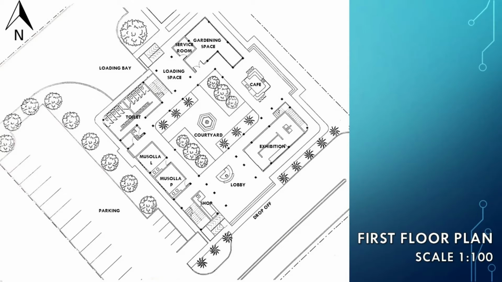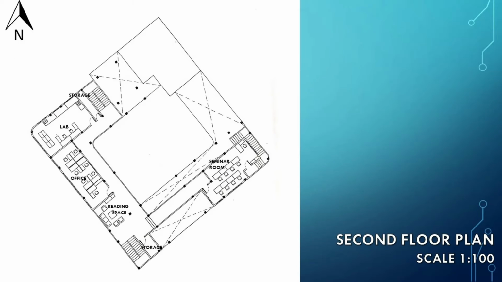The toilet and musola are located in the middle of the circulation for easy access for staff and visitors. On the second floor, there are spaces for staff, which are a ready area, offices and also a lab, which can be accessed from the staircase near the lobby. Also, on the second floor, there is a seminar room that can be accessed from the staircase near the exhibition hall.